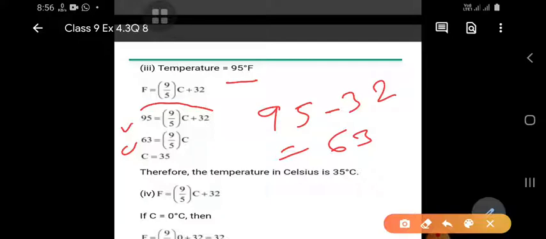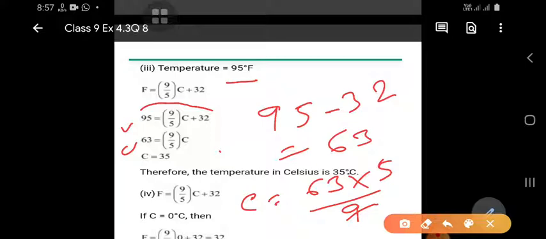It is clear. On the right side, 9 by 5 C. So here 5 will be multiplied with, look at here, C is equal to 63 into 5 by 9. 9 sevens are 63, so 7 into 5, that is 35. Look at here, it is 35. Clear? So the temperature in Celsius is 35 degrees centigrade. So question number 3 is completed.